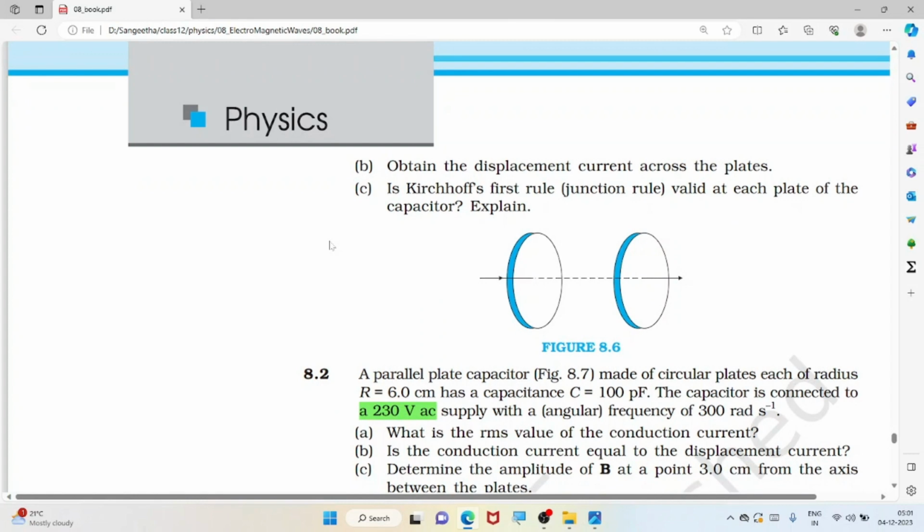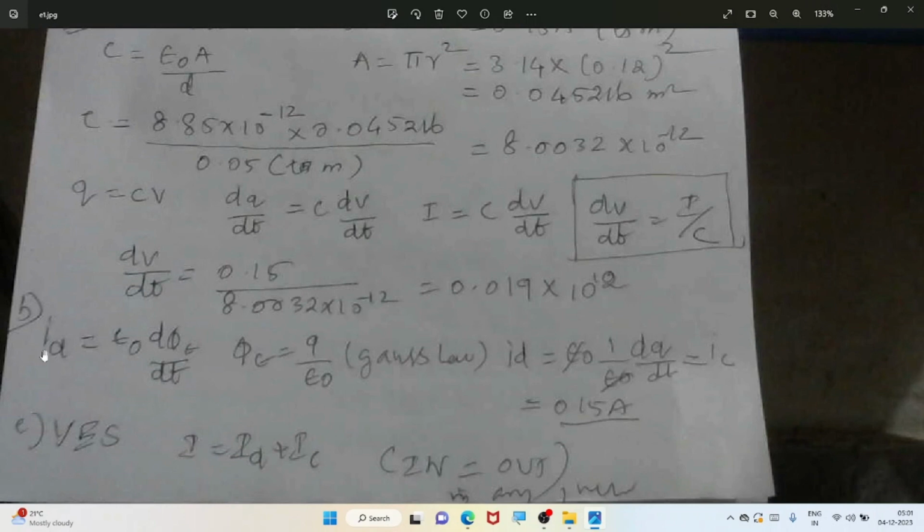Obtain the displacement current across the plates. This is the displacement current: Id equals epsilon naught d phi by dt, where phi is the electric flux, the rate of change of the electric field. Phi equals q by epsilon naught as per Gauss's law. So you substitute this q by epsilon naught, and this epsilon naught will cancel out. dq by dt is nothing but the current, the conduction current. So the displacement current is equal to the conduction current.